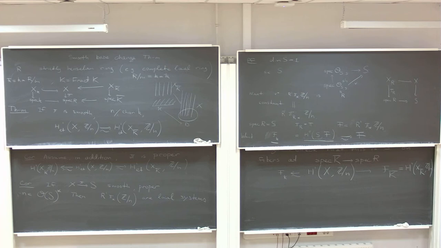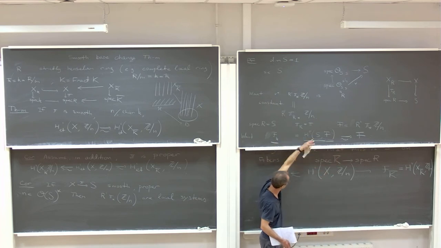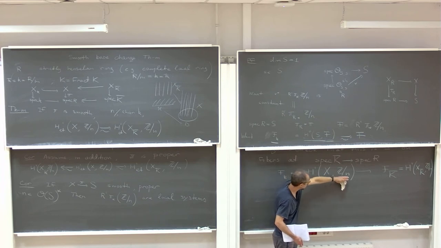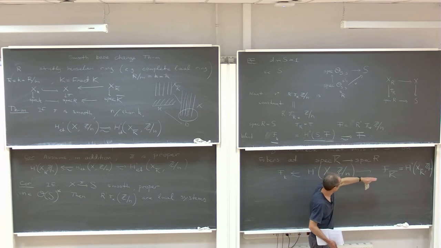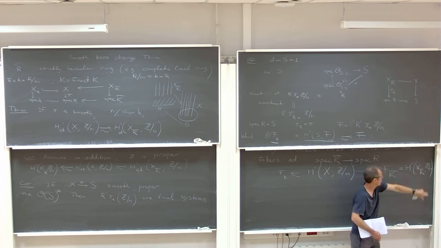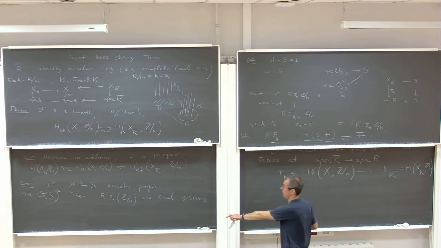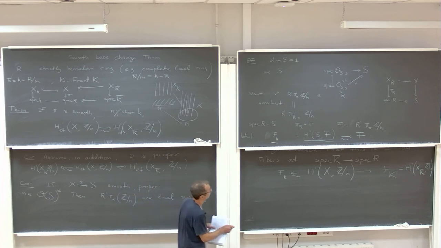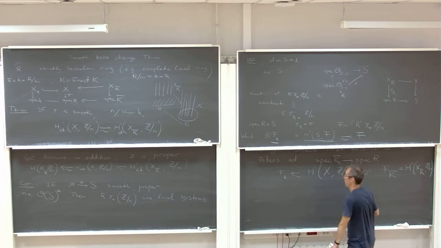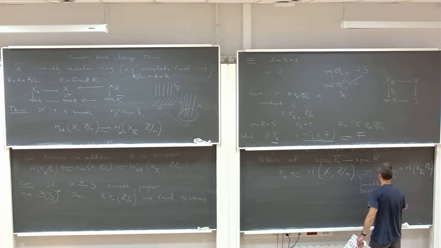So I'm saying that the stalk of this guy at this point... This is a constant sheaf, so the stalks are equal at all points. So this is this guy, and the stalk of F is equal to the cohomology of the geometric generic fiber of X. And this map is nothing else but this specialization map that we have here. So by the smooth base change theorem, this is an isomorphism. Okay?